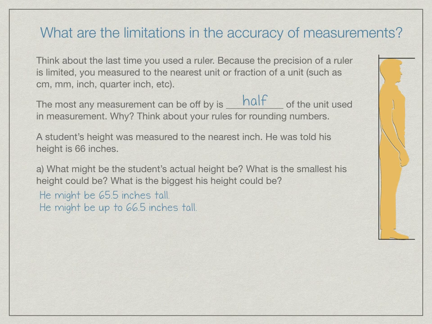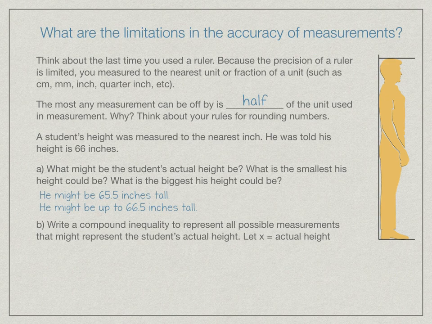So what we can do is use special notations in math and write a compound inequality to represent all of the possible measurements that the student's actual height might be. His height can range from 65.5 inches up to 66.5 inches. But do you see the difference in the two inequality symbols that I've used? He could be exactly 65.5 inches, so I use the less than or equal to, but he has to be strictly less than 66.5 inches tall to round correctly to 66 inches.